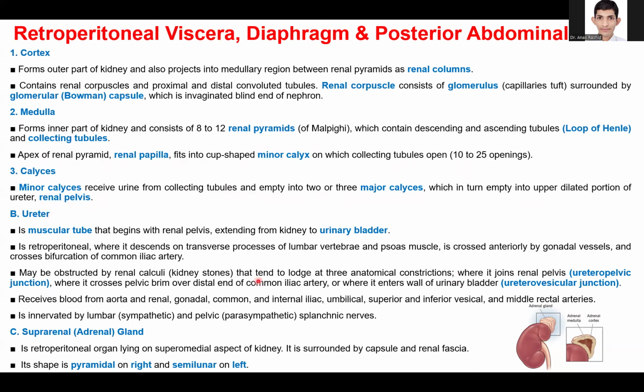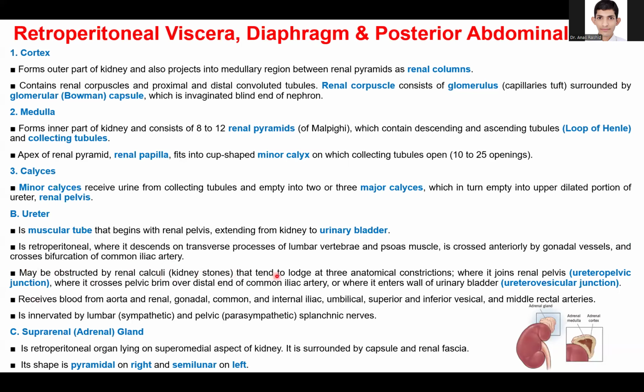Ureter, we can see here, is a muscular tube that begins with renal pelvis, extends from kidney to urinary bladder, is retroperitoneal, where it descends on transverse processes of lumbar vertebra and psoas muscle, is crossed anteriorly by gonadal vessels, and crosses bifurcation of common iliac artery, may be obstructed by renal calculi.